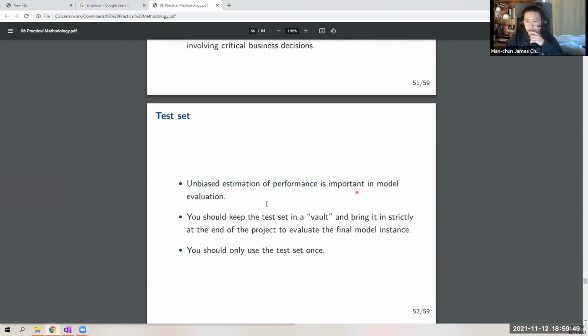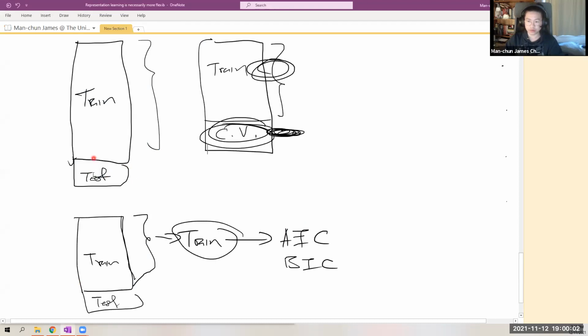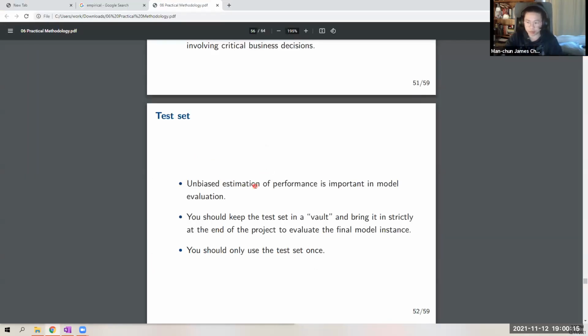Also, the test set, right? The test set should be an unbiased estimation of the performance. I explained this in one of the tutorials, but you should never use a test set to perform the cross-validation, because what that does is leak information from the test set. So there's information leakage.